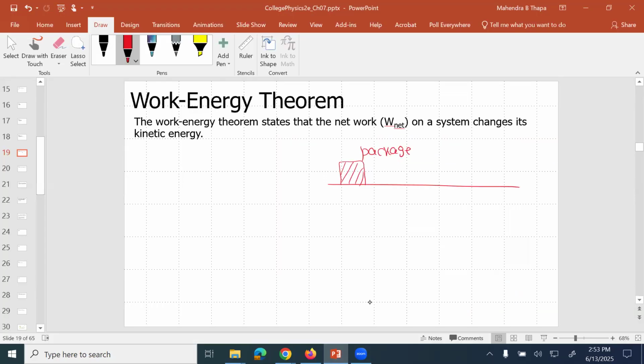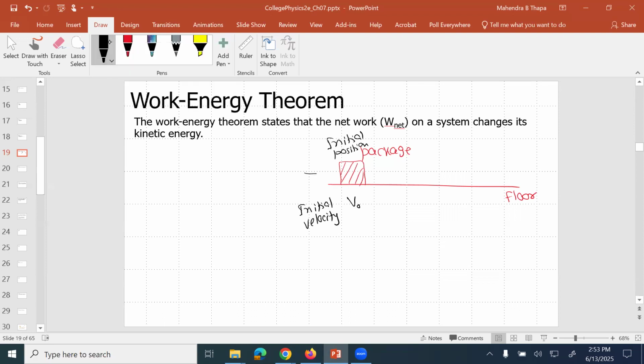Let's talk about the work energy theorem. Say this is a floor, and this is the initial position. We can assume this is initial velocity V naught. The box is at initial velocity V naught.